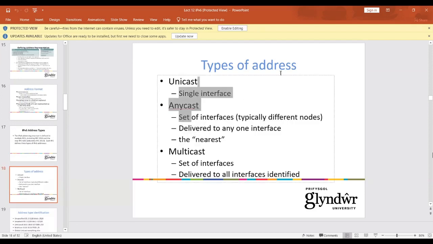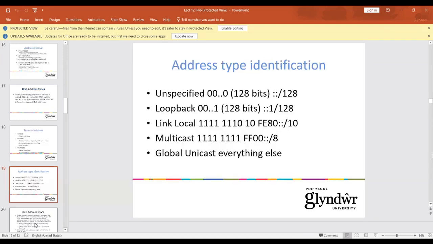These are the three types of addresses: unicast, like a single interface, anycast, and multicast. And these are the address type identifications. You can identify the loopback address from this, link local from this block, multicast from this block, and global unicast is everything else.